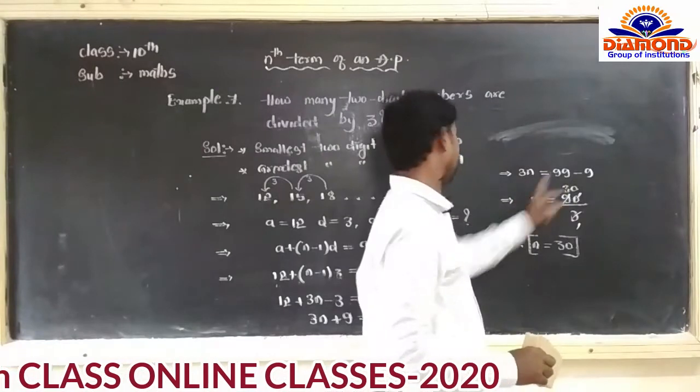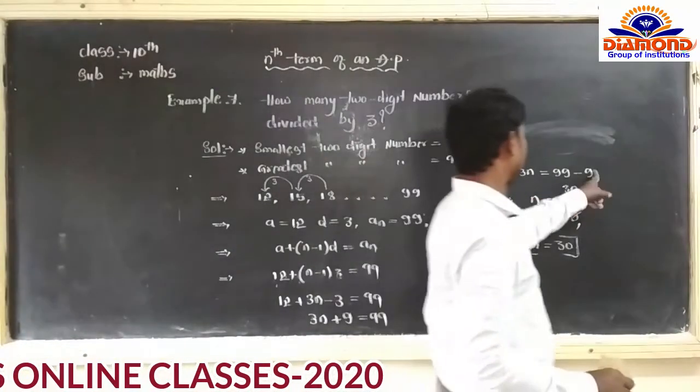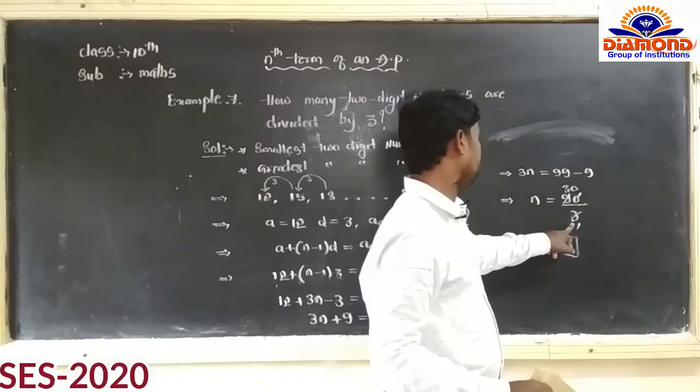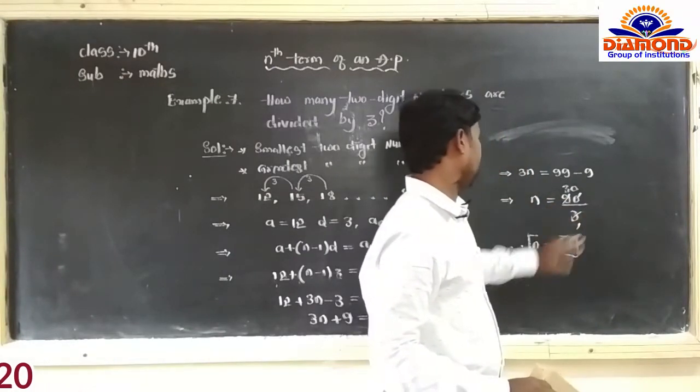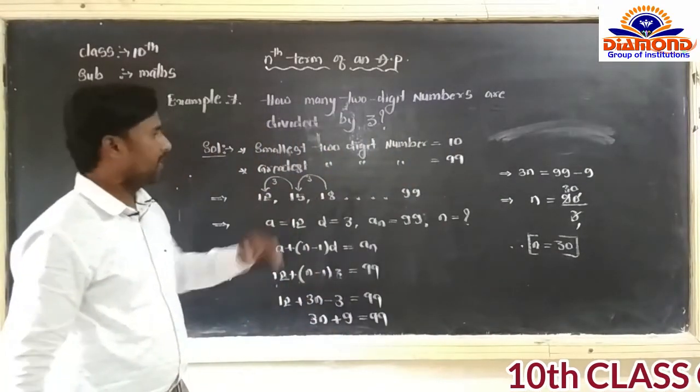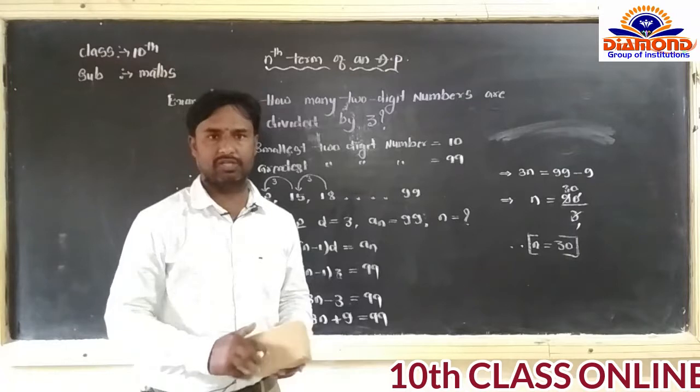So 3n is equal to 99, this plus 9 becomes minus 9. So 99 minus 9 is equal to 90. So this 3 becomes a division. 3 1s are 3, 3 3s are 9. n is equal to what? 30, dear students. I thought you understood very well. Next we will go to the next example question, dear students.